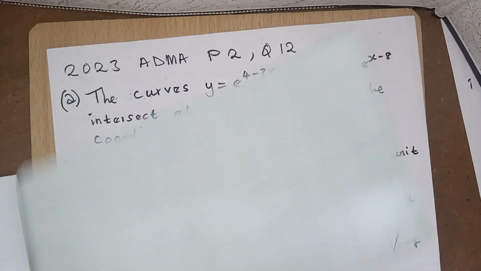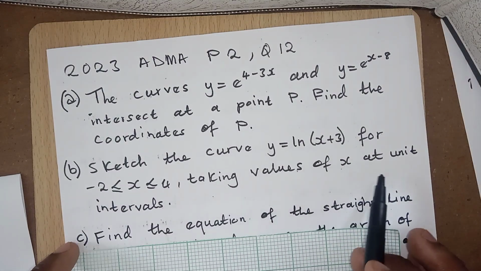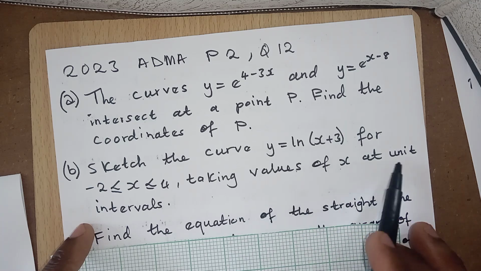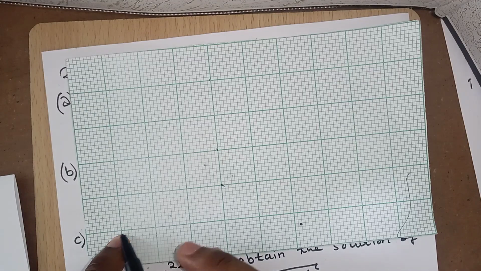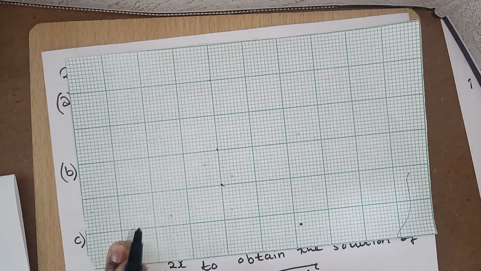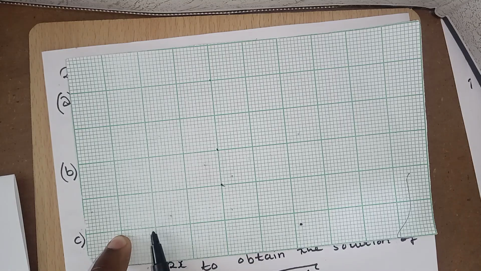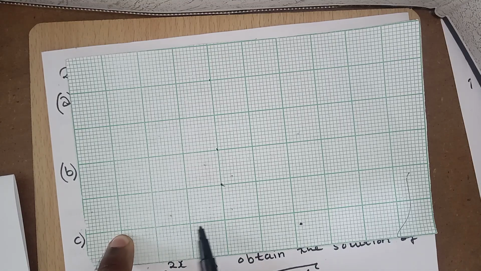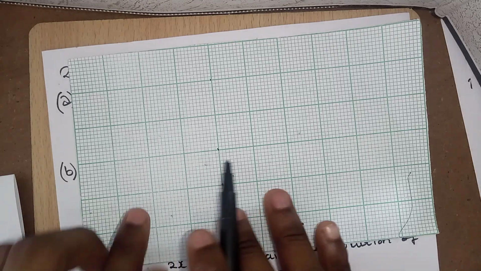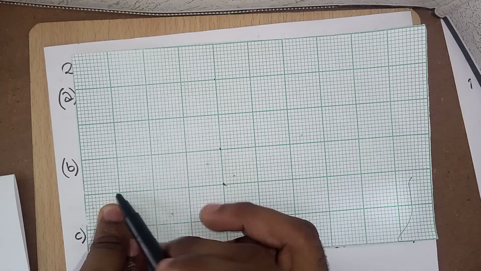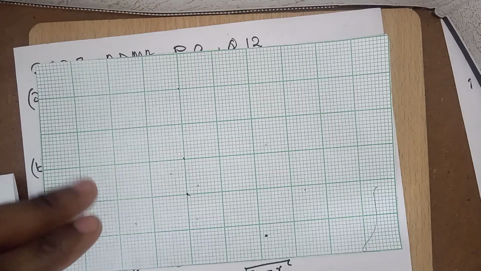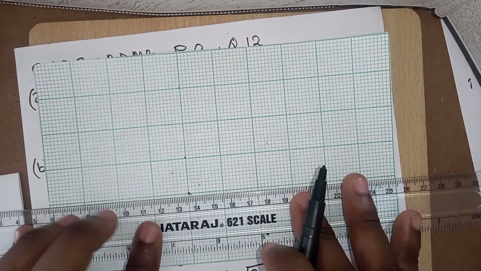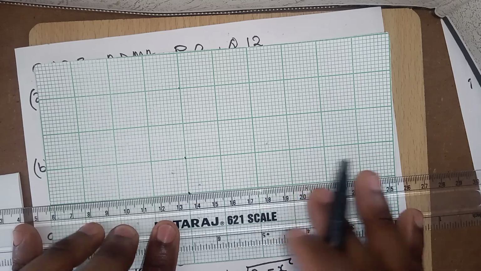And then we've been given this condition actually: taking values of x at unit intervals. At unit intervals, if this is your negative 2, then your negative 1 will be here. Nothing like skipping, you just want to take them at unit intervals in short. So if this is my negative 2, then this will be negative 1, 0, 1, 2, 3, 4. Okay, so this will work. So we can just draw our x-axis here.